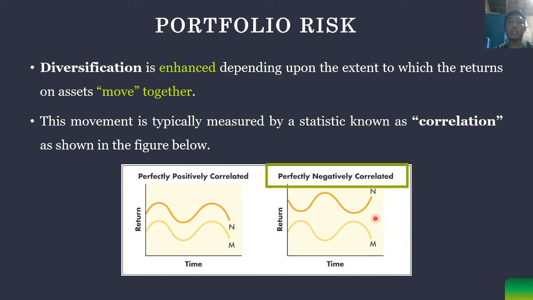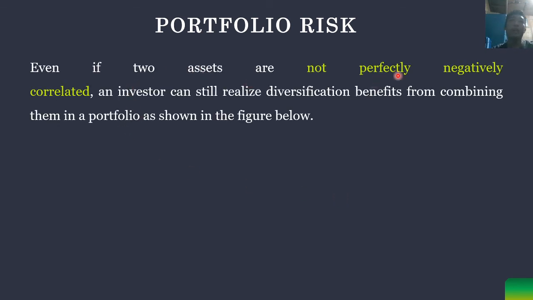So, syempre, class, kung tayo nagda-diversify, ito yung tinitingnan natin, when the assets are moving or the returns are moving in the opposite direction. Kasi kung same direction yan, hindi ka nagda-diversify dyan. Okay? So, dito yung diversification nangyayari kapag meron tayong opposite. So, not necessarily perfectly opposite direction. Even if two assets are not perfectly negatively correlated, kahit naman hindi perfectly negatively correlated, an investor can still realize diversification benefits from combining them in a portfolio.